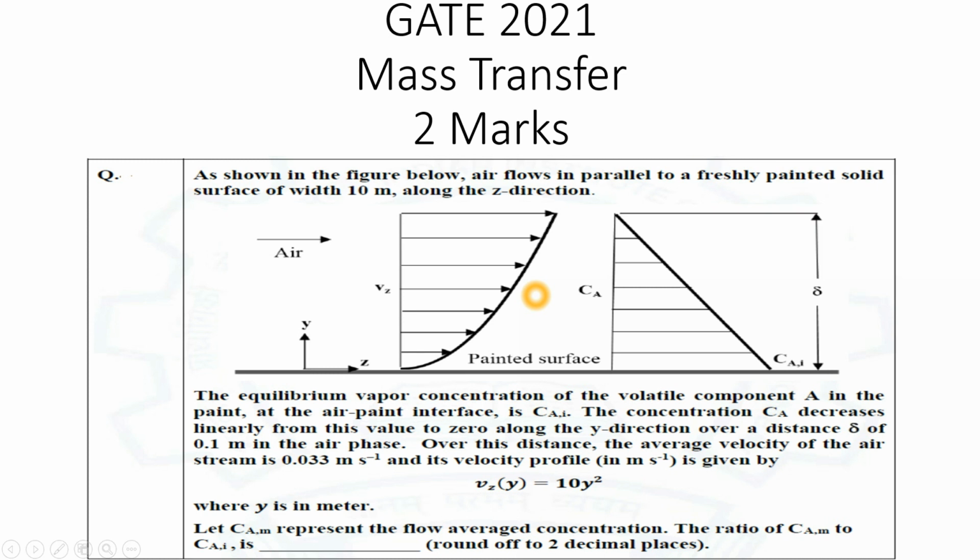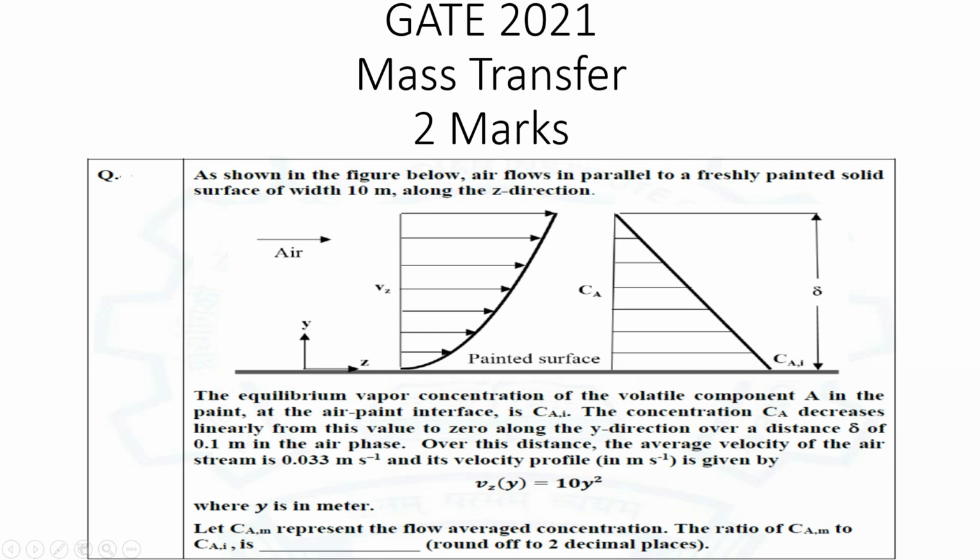So our next question from mass transfer GATE 2021 for 2 marks. As shown in the figure below, air flows in parallel to a freshly painted solid surface of width 10 meter along the z direction. See here, air is flowing in the z direction and 10 meter is the width of the plate. That will be perpendicular to this screen, right? That will be 10-meter height, 10-meter width.